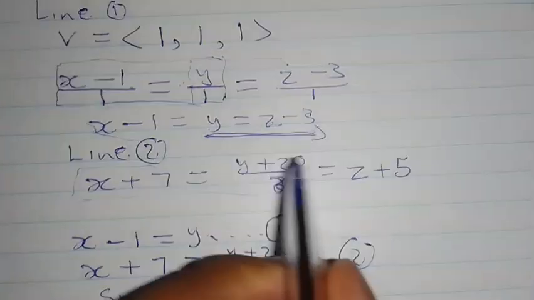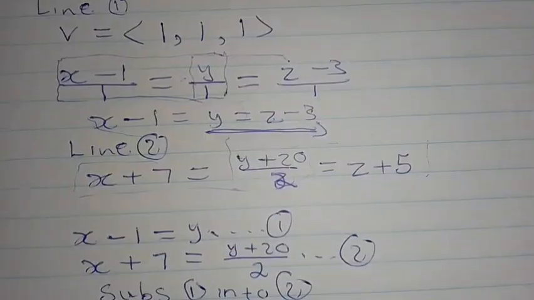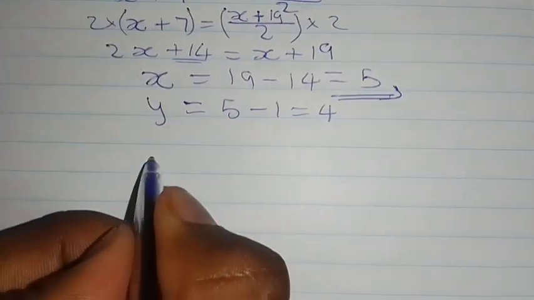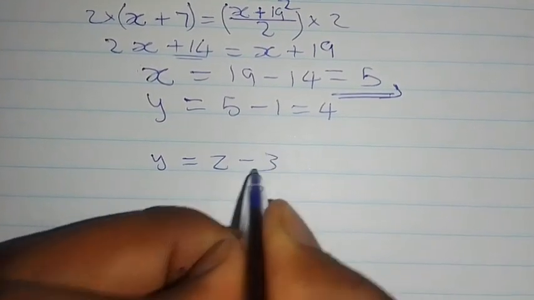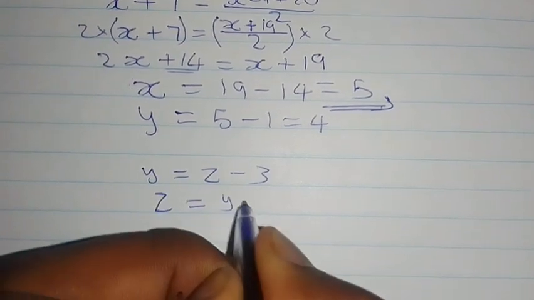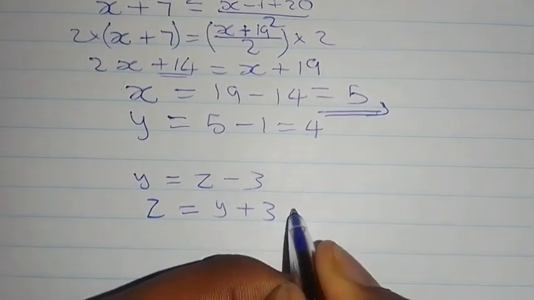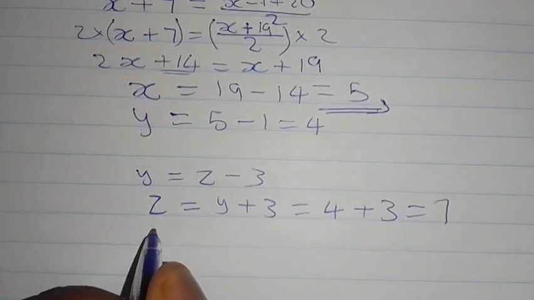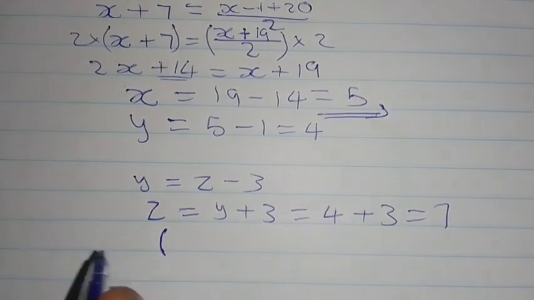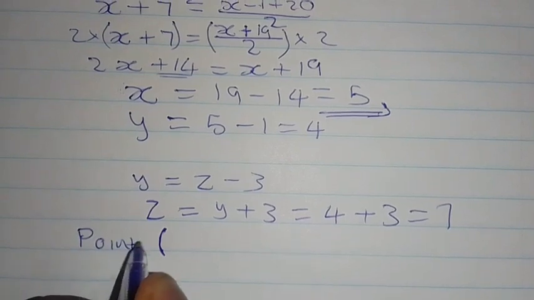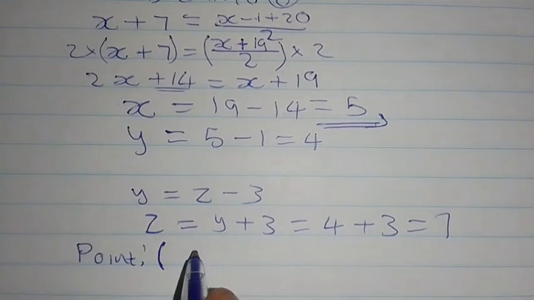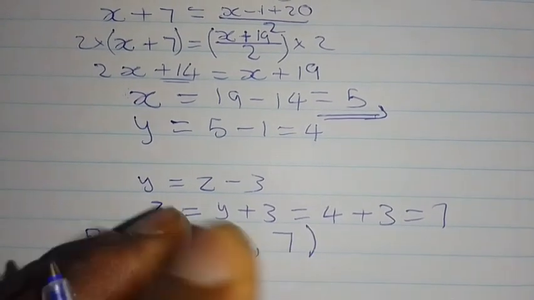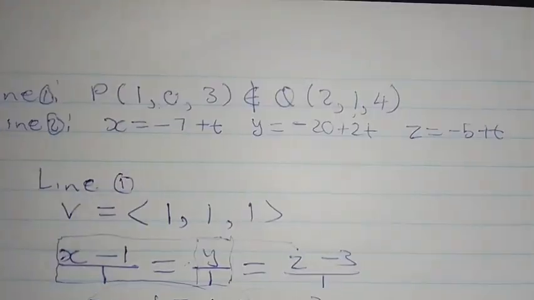You can take any equation that you want. So remember, here I say that y equals z minus 3. That means that z is equal to y plus 3. So z will be 4 plus 3, which gives us 7. So those two lines will intersect at a point. The point of intersection will be: x coordinate is 5, y coordinate is 4, and the z coordinate is 7. So that's where the two lines will intersect.